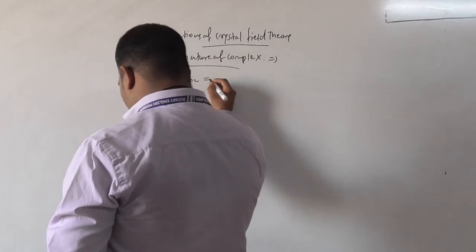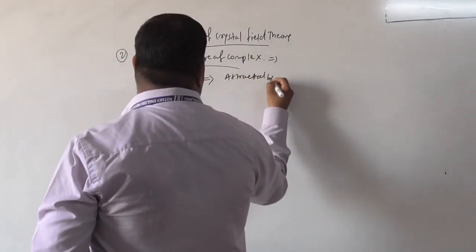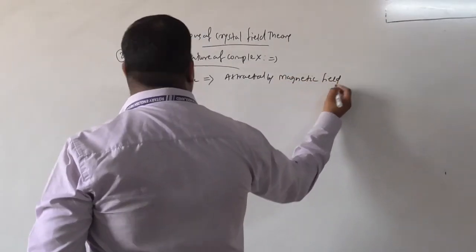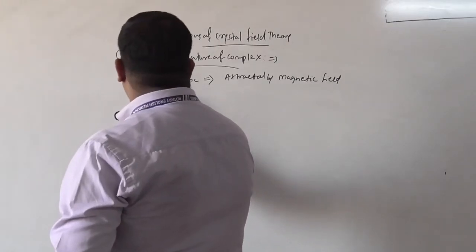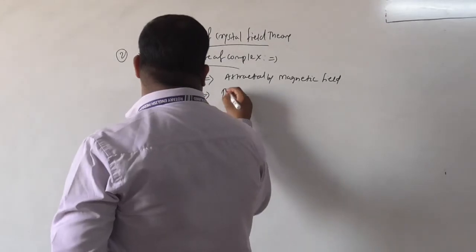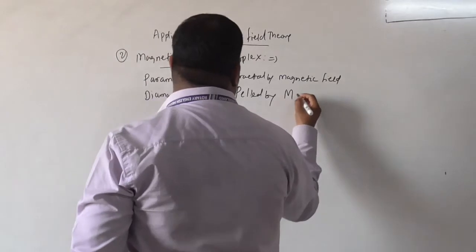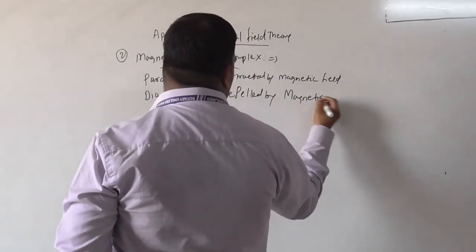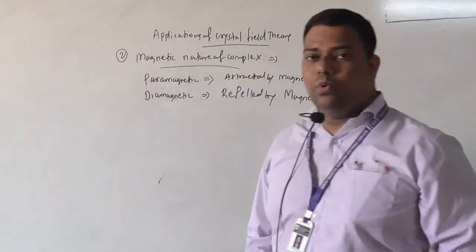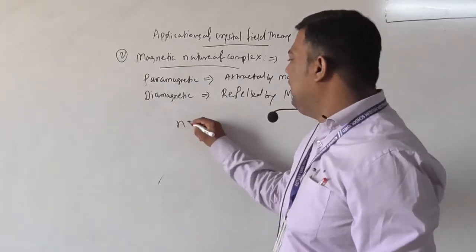Paramagnetic, yes, attracted by a magnetic field, and diamagnetic are what? Yes, repelled by a magnetic field. Okay. Now, as you know, when n is equal to 0, n is what?